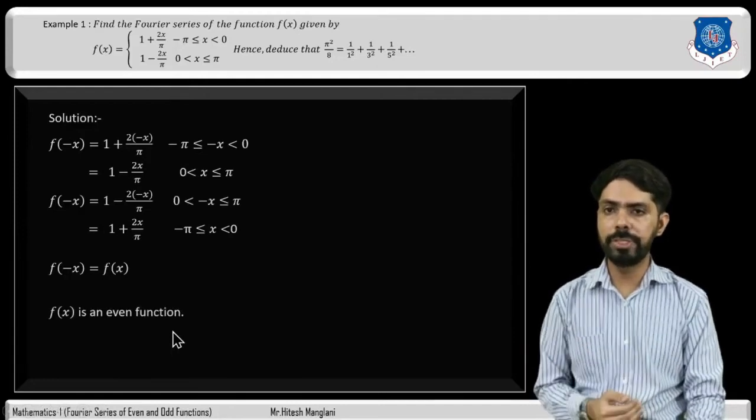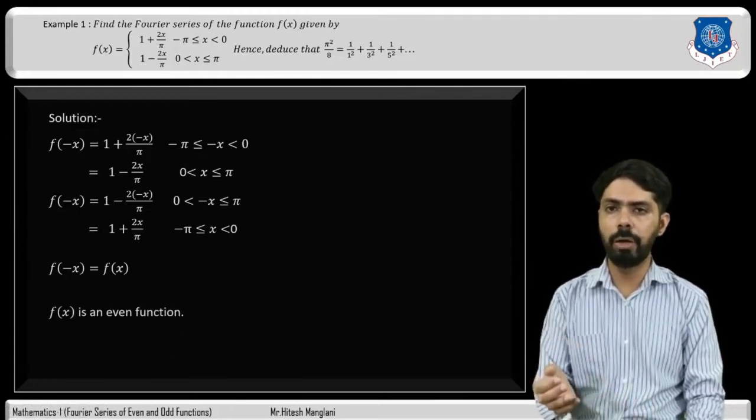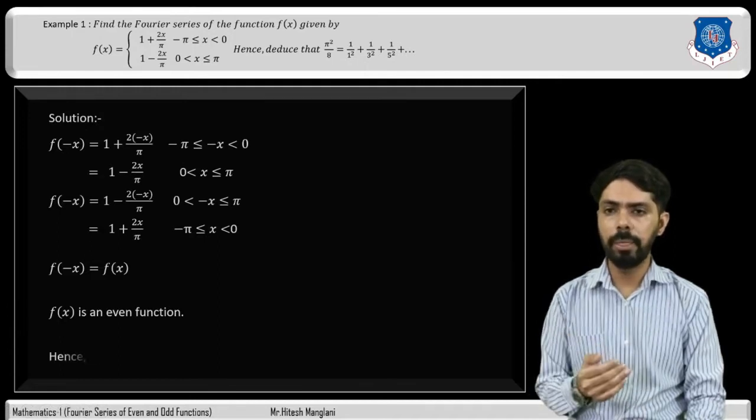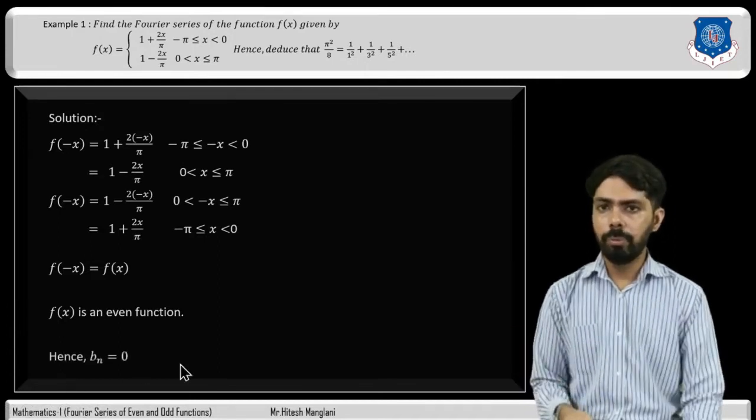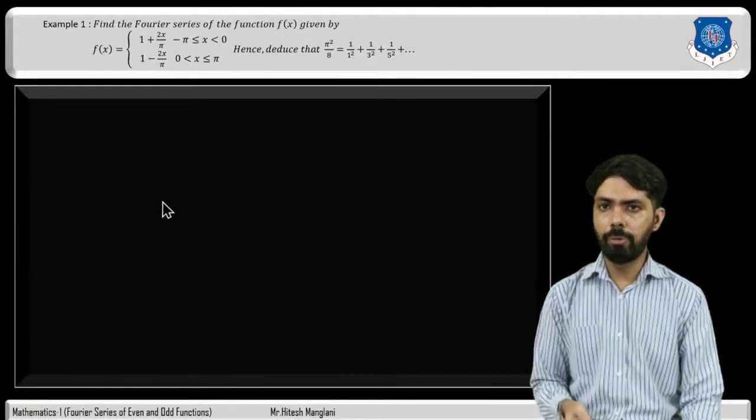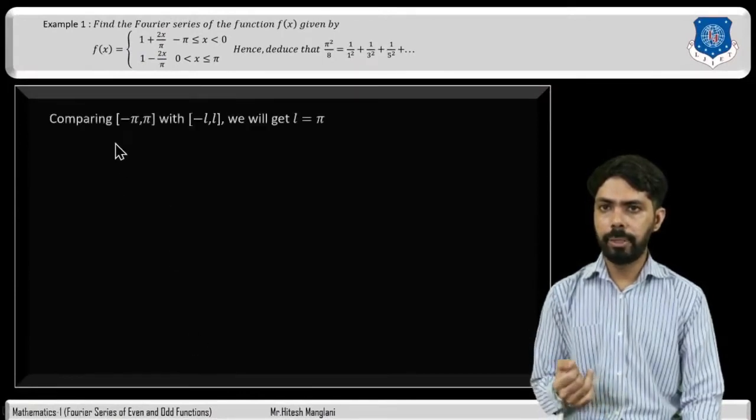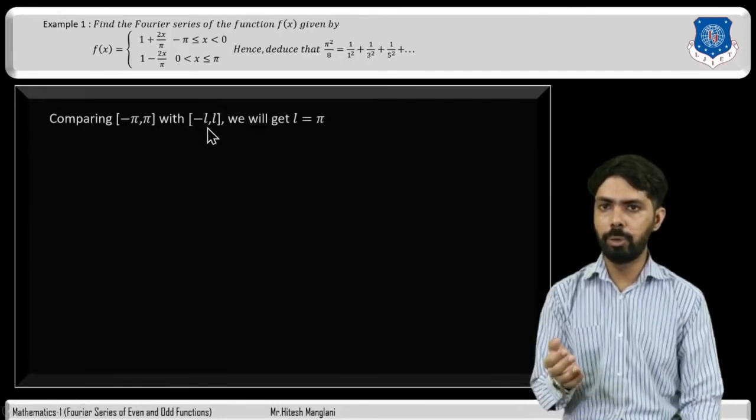If the function is an even function, there is no need to find bn, so bn will be 0. Now we will have to find the value of L. For that, comparing the closed interval minus pi to pi with the closed interval minus L to L, we get L is equal to pi.